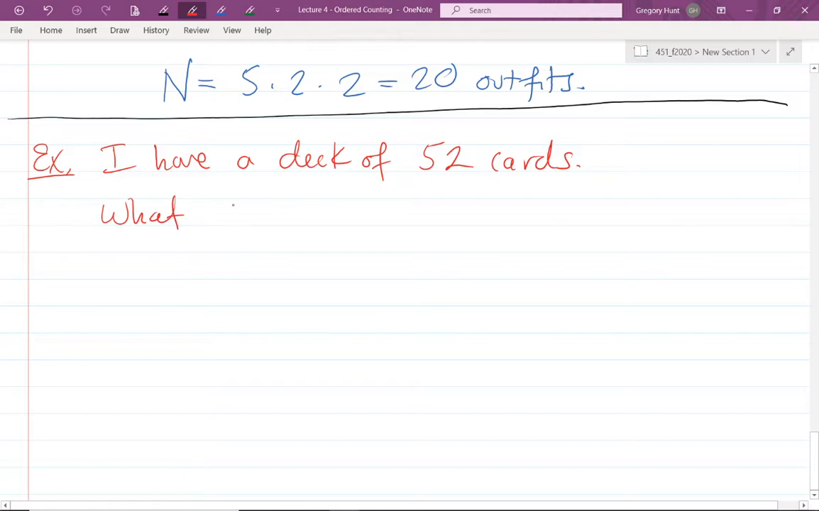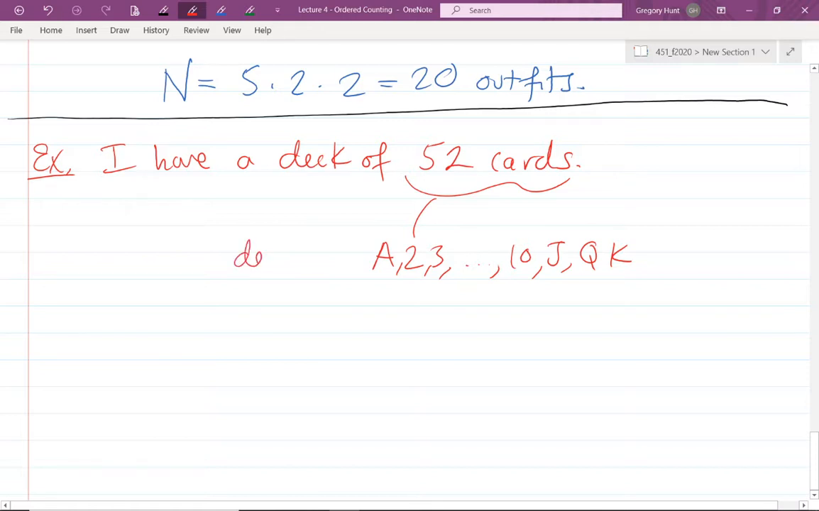So 52 cards come in one of 13 denominations, ace through king. Let me just describe this. Ace through king, ace low, that's fine, 2, 3, etc., up to 10, jack, queen, king. So that's king high, ace low, and so these are called denominations.